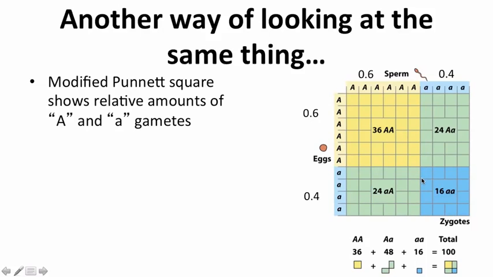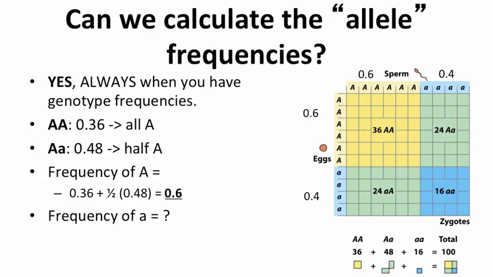We can use that then to estimate what we'd see in terms of the genotypes. And doing that, we see exactly the same results that we saw before. Here we have 36% of all these blocks, or 36 out of 100 blocks, are big A big A, 16 out of 100 are little a little a, and 24 plus 24 is 48% big A little a. Now, can we calculate the allele frequencies from these genotype frequencies? Well, the answer is yes.